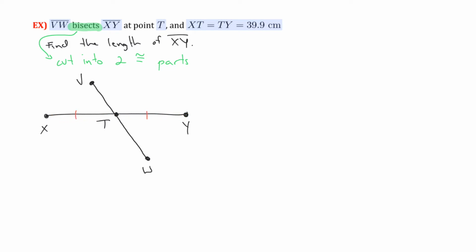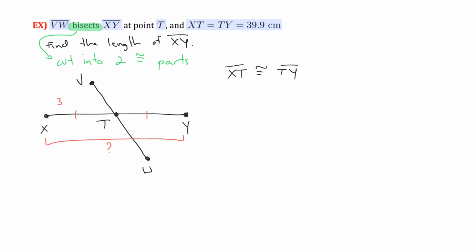So we have here segment XT is congruent to segment TY. Now, what they want us to find is the entire length of XY. So from X all the way to Y. This is our question mark. This is what we're looking for.